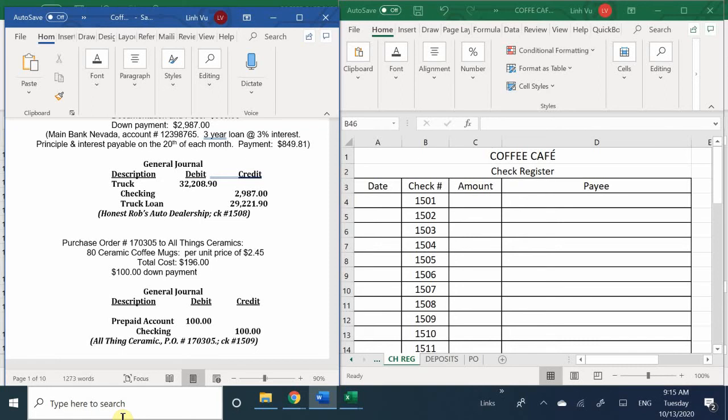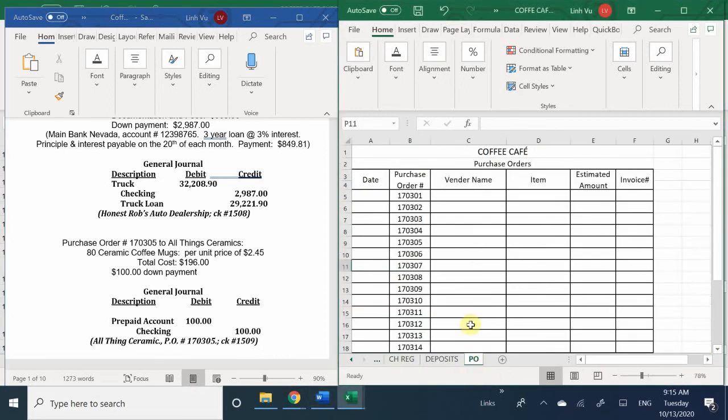Total cost $196, $100 down payment. $100 down payment because they're a new vendor to us. They can't trust us to make a $300 purchase without giving them a little incentive to hold on to those items, right? So they want to require at least 50% down or some type of $100 down payment. So in this case, let's go ahead and update the purchase order first, and then we can solve for the rest.